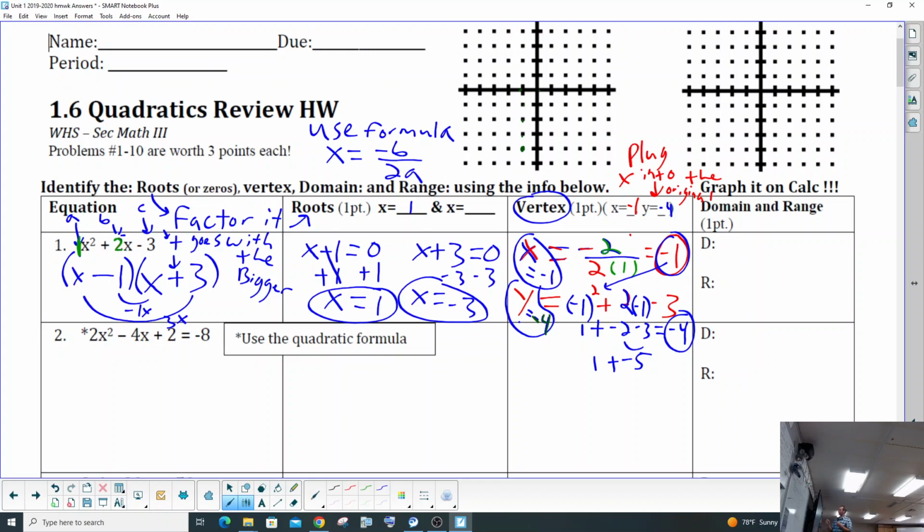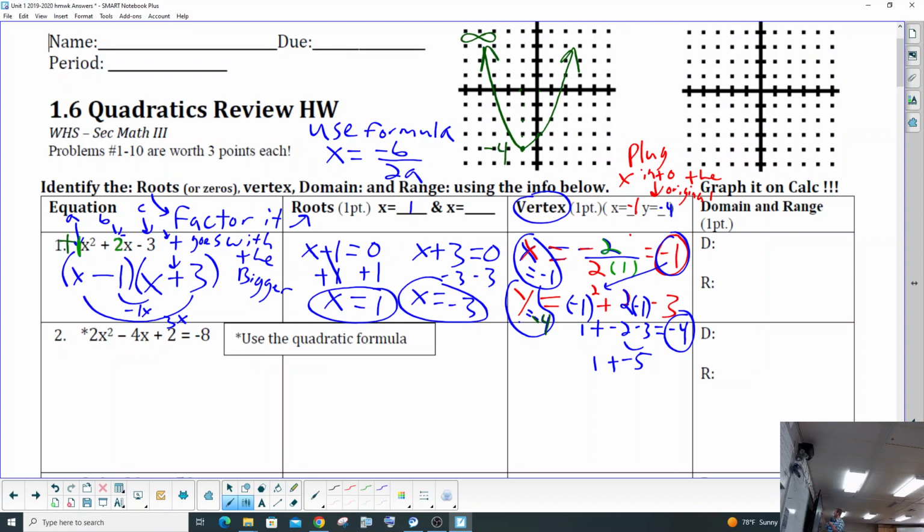And because this is a positive, not a negative. So negative means upside down, which I changed for number 6 this year. Otherwise, it just goes upwards. Parabolic goes upwards. So basically, you're just going to go upwards to infinity.